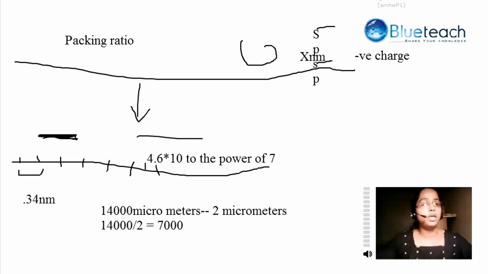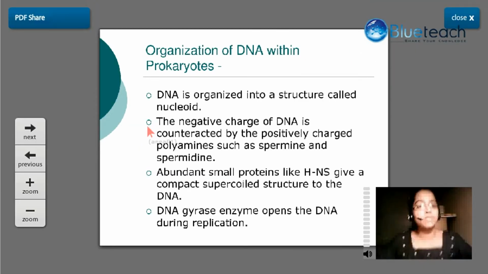Negative charge of the DNA, and this negative charge is counteracted by the positively charged polyamines such as spermine and spermidine. Now, abundant small proteins like HNS give a compact supercoiled structure to the DNA. So, apart from these polyamines, there are abundant small proteins also, like for example HNS, which ultimately give a compact supercoiled structure to the DNA. And DNA gyrase is an enzyme which opens up the DNA during replication.